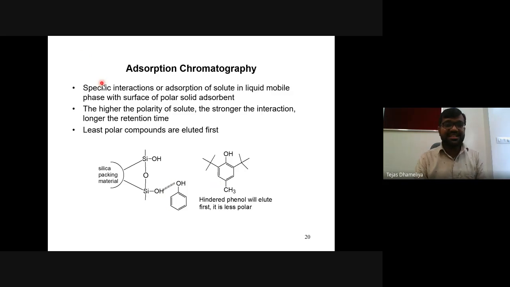So as it is suggested over here, specific interactions of adsorption of solute in liquid phase with the surface of polar solid adsorbent. Less polar molecules eluted first. So remember this कि जो मॉलिक्यूल नॉन पोलर होता है वो सबसे पहले बाहर निकल जाता है because non-polar molecule is not going to interact with the polar mobile phase or polar stationary phase. That's why non-polar molecule will come out first.